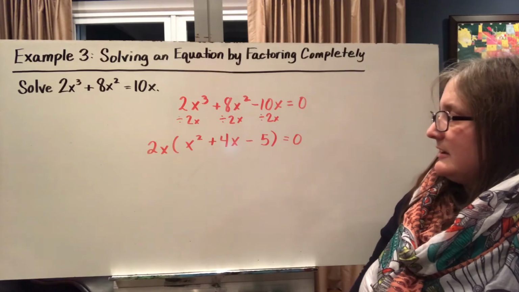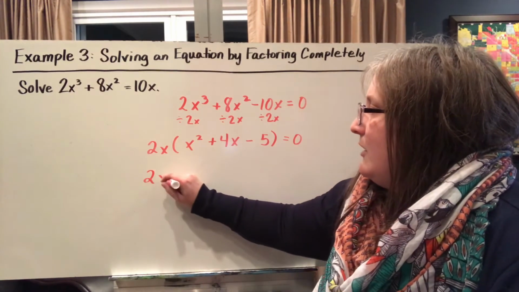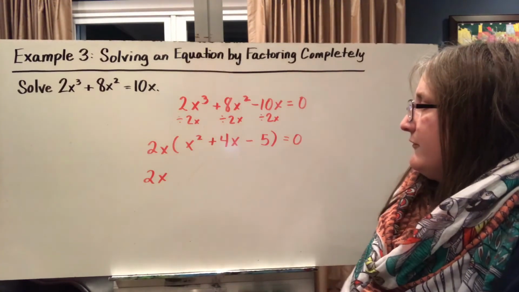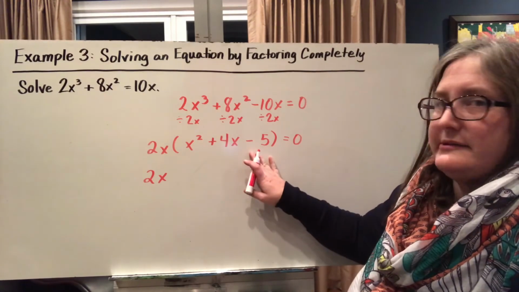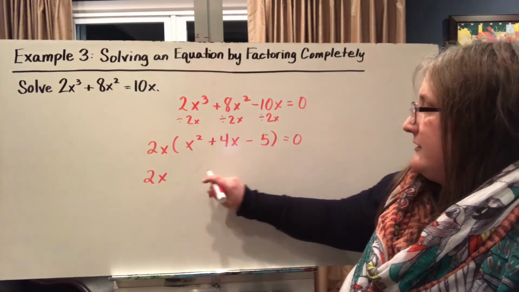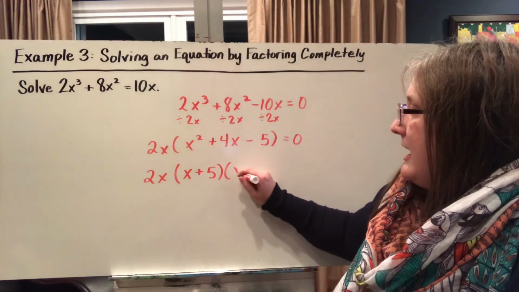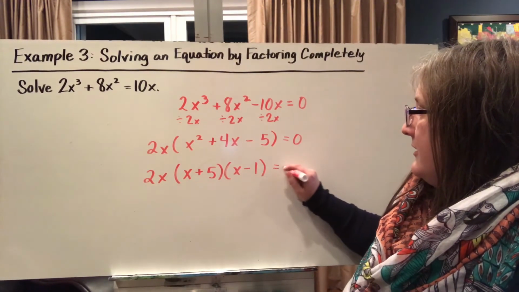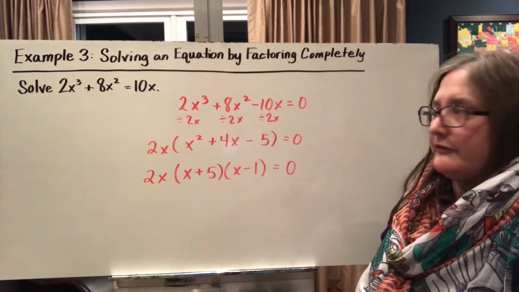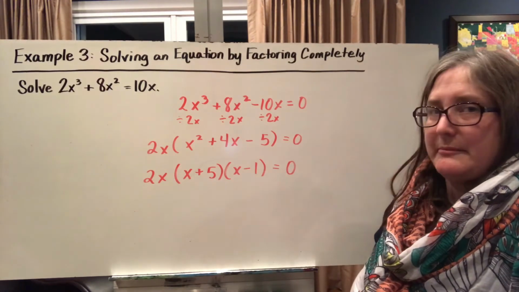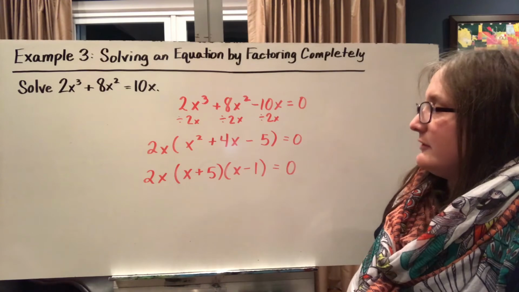Now, this guy can be factored into two binomials. I'm looking for two numbers that multiply to give me negative 5 and have a sum of 4. So it's going to be x plus 5 and x minus 1. So now I can solve for my values of x, because that's what they want me to do. They want me to solve this equation.